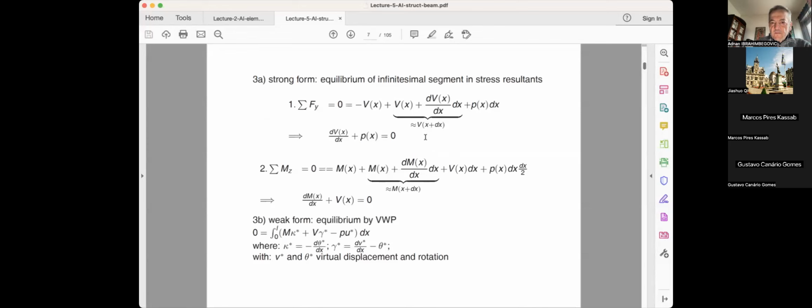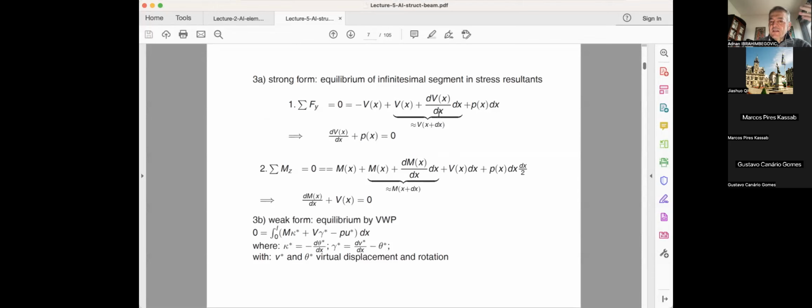So the equilibrium equation could be very easily established in terms of the stress resultants. I take the shear force on the left and the shear force on the right. On the right, this is V of x plus dx. I develop this in an asymptotic development with only the first-order terms kept, and then minus V and plus V cancel.